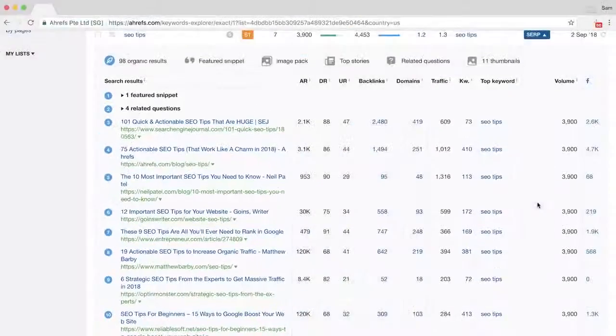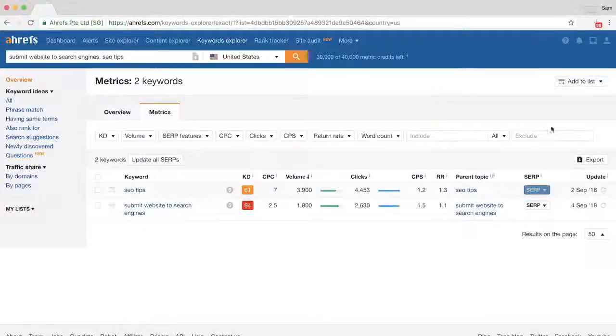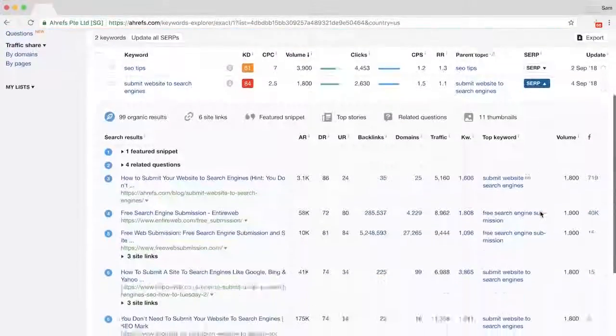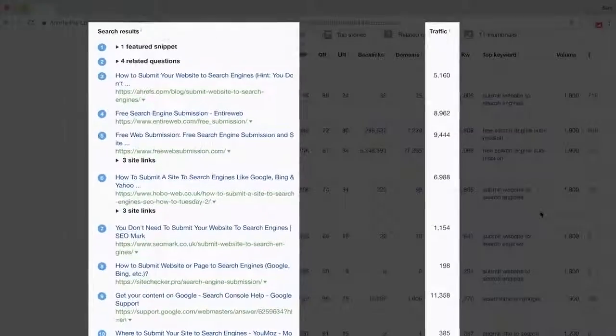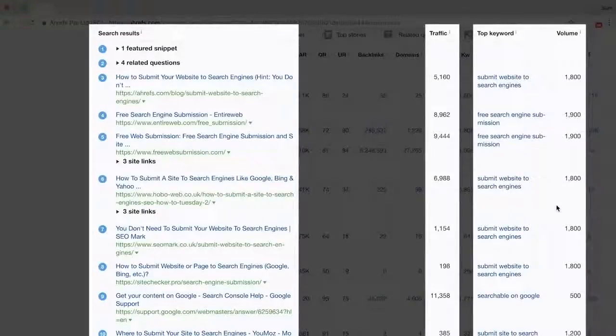Now let's look at the SERP for the query "submit website to search engines." You'll see quite the opposite effect. The traffic numbers are more than triple the search volume of the top keyword, and most of these pages rank for thousands of keywords. So again, always analyze the SERP to see the total traffic these pages generate, and look at the number of keywords these pages rank for.